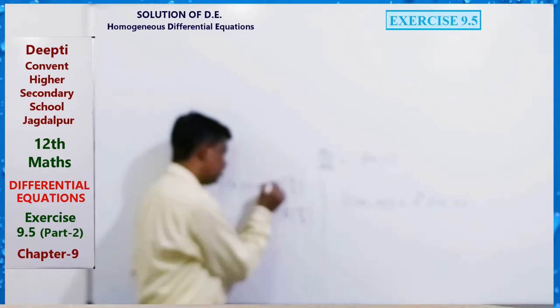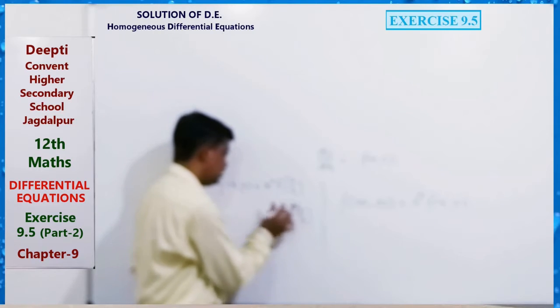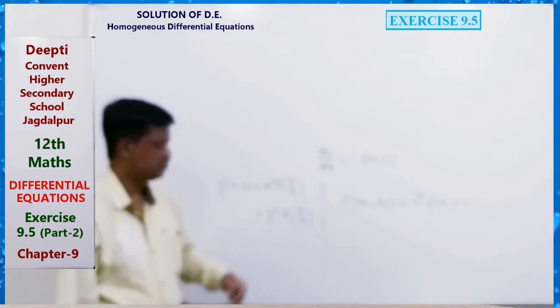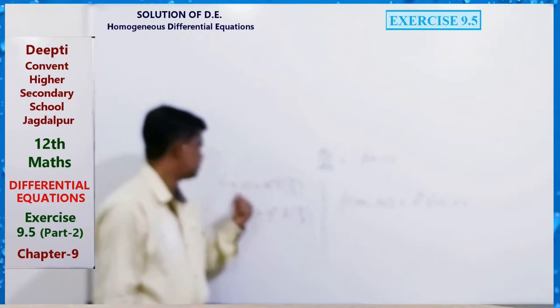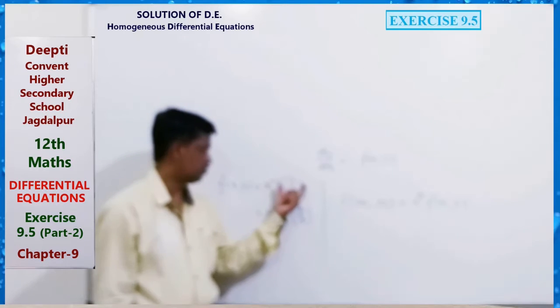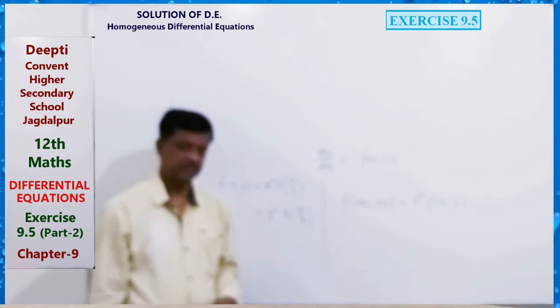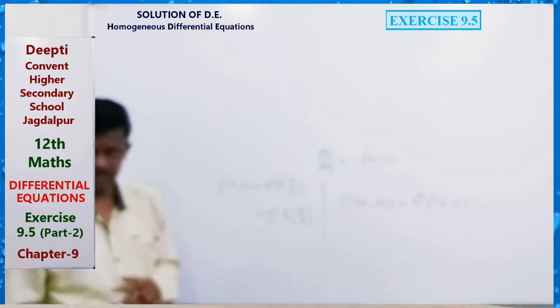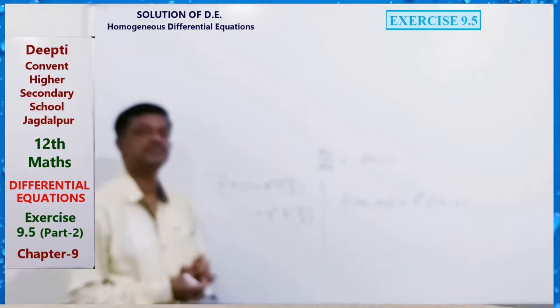But here, if f(x, y) can be written like this, x to the power 0 means 1, y to the power 0 means 1, that is, f(x, y) is just a function of y by x or a function of x by y, then we can say the given differential equation is homogeneous of first order and first degree.